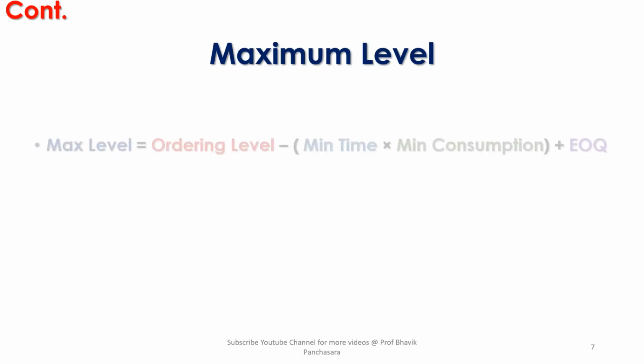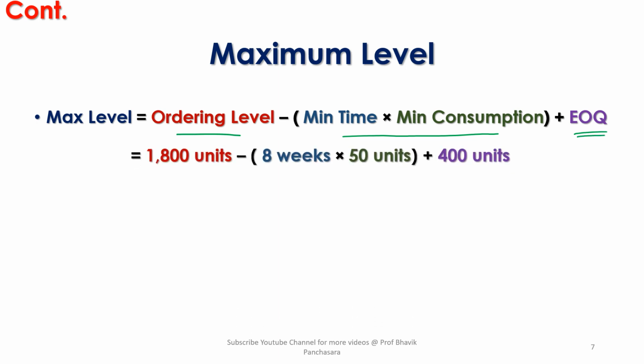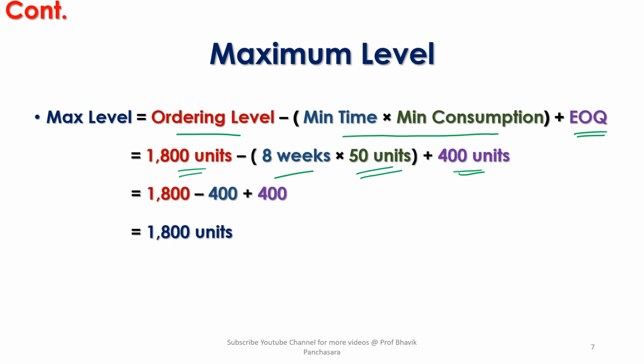After that, we will calculate maximum level, and formula for that is ordering level minus minimum consumption for minimum time plus economic ordering quantity. Ordering level we have calculated, that is 1800 units, minimum time is 8 weeks, minimum consumption is calculated 50 units, and EOQ is given in the question, 400 units. Now if we simplify this, we will get the answer of maximum level, that is 1800 units.